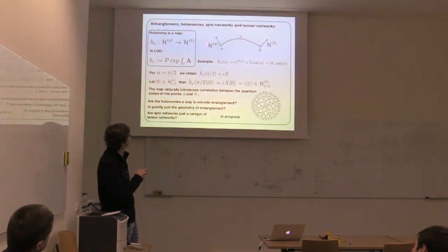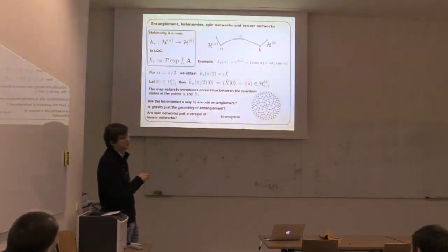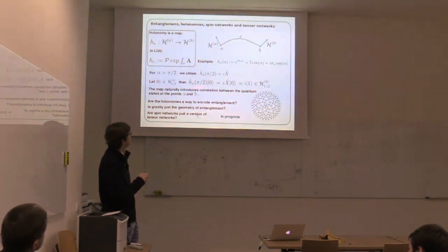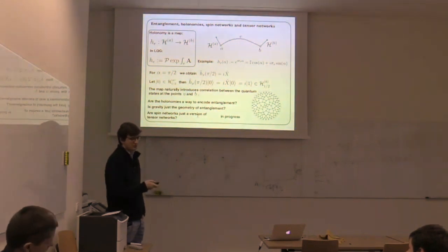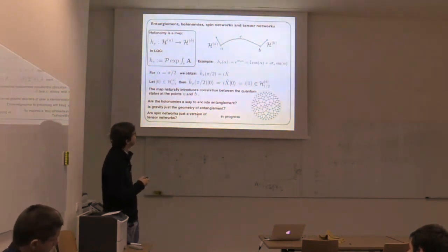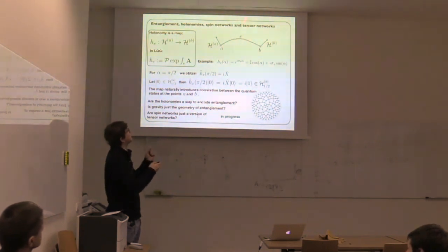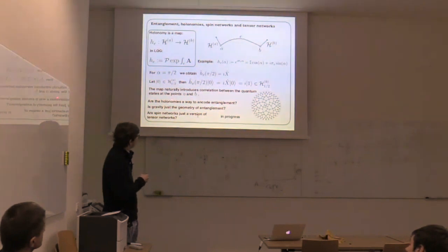So it means that if your spin at this point is in the 0 state, then your spin at this point must be in the 1 state. So the holonomy actually maps states from this point into the states in another. Therefore, they introduce a certain kind of correlation between the particles, because actually this is a 2-particle state, and this is something very interesting.